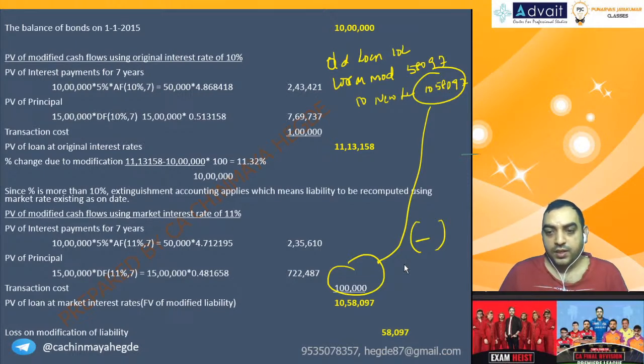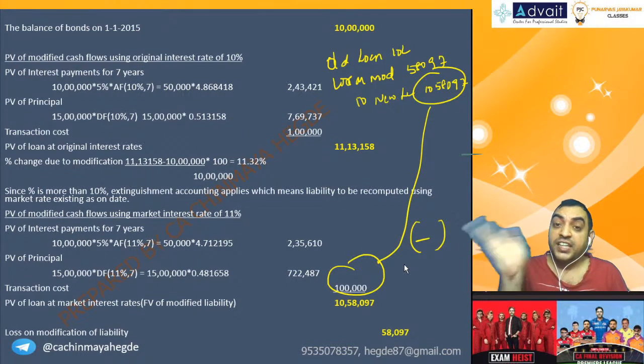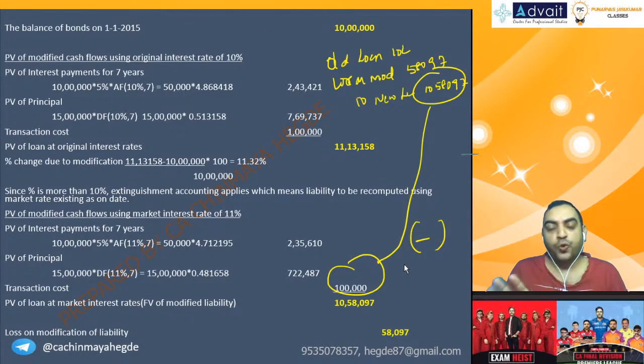If the change due to modification is less than 10%, extinguishment won't apply. So you are not going to replace it with the new loan. New cash flows will happen, and you compute the effective interest rate separately. But you are not going to compute any loss on modification. If it is less than 10%, extinguishment accounting doesn't apply.